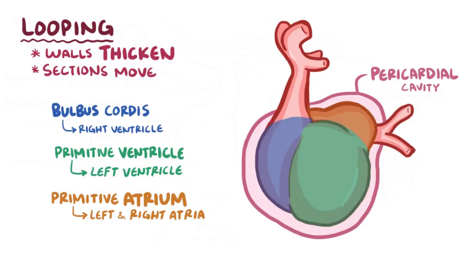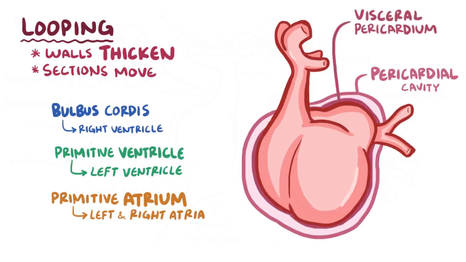By the end of week 4, the cardiac loop starts to take on the general appearance of the adult heart. Also, by this point, visceral pericardium attaches to the outside of the heart and forms the epicardium. Even though it kind of looks like a heart on the inside, the definitive cardiac chambers have yet to partition.